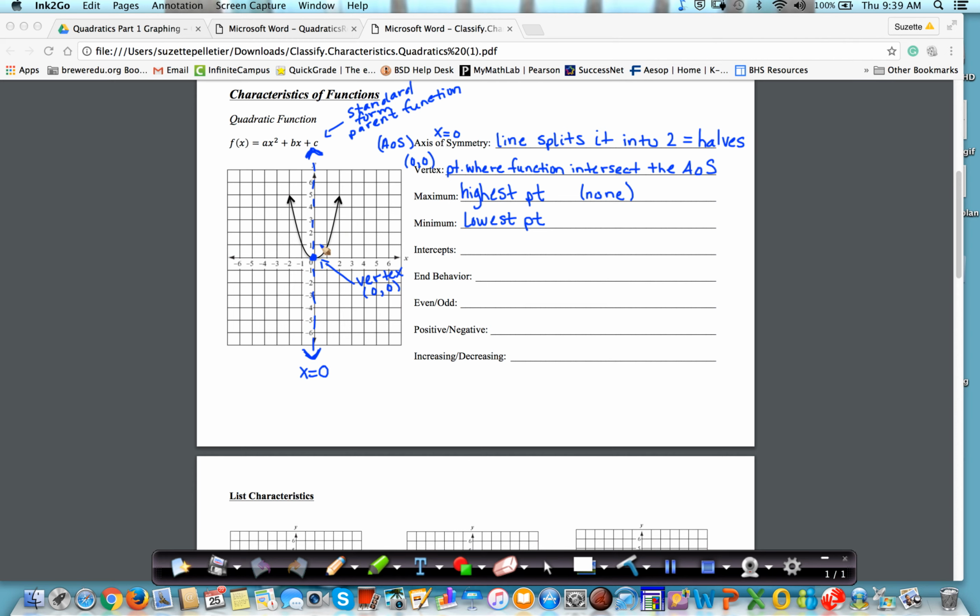And then when you flip it upside down and the parabola is heading in the other direction like this, then that vertex point is going to be your maximum point as well. Its highest point and its lowest point. In this case, the lowest point is 0, 0. That's your minimum, okay? Your intercepts are where it crosses the x or y axis.